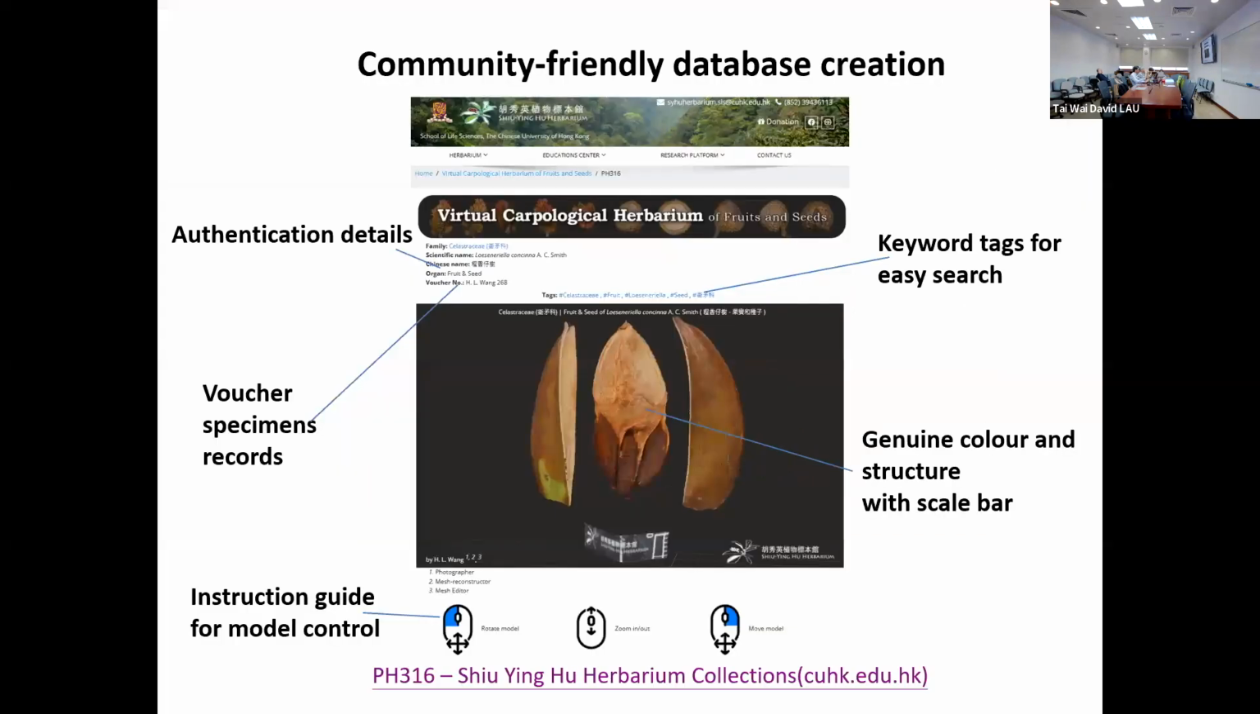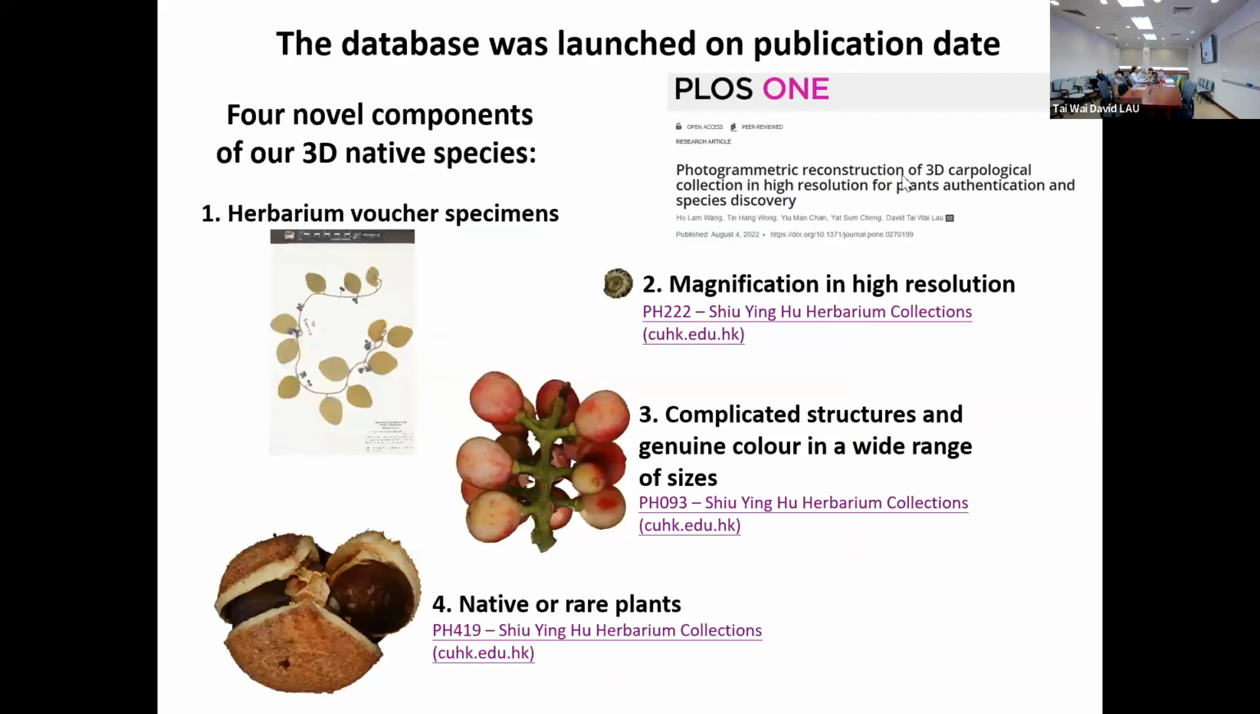After we have created this database, we have documented a number of novel components of our native species. First of all, as I mentioned before, we have included a voucher specimen like this. It's a very important species evidence and documentation. We have kept this permanently in our herbarium for the coming 50 or maybe 100 years. Okay, let me show you some other novel components of our 3D native species model.